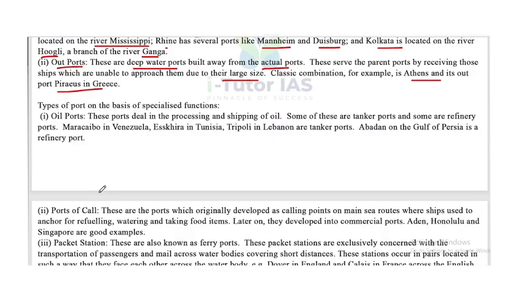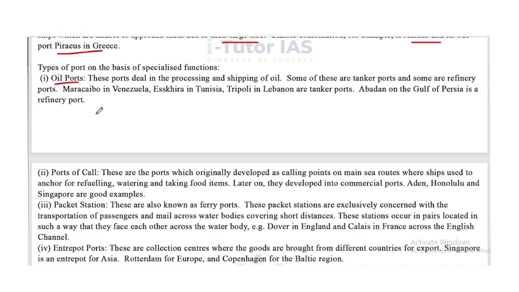Now, types of port on the basis of specialized function. First one, oil ports. These ports deal in the processing and shipping of oil. Some of these are tanker ports and some are refinery ports. Maracaibo in Venezuela, Iskahira in Tunisia, and Tripoli in Lebanon are tanker ports. Abadan on the Persian Gulf is a refinery port.